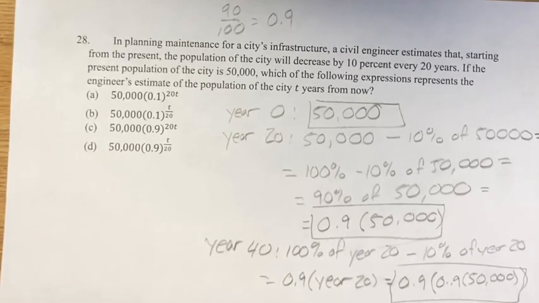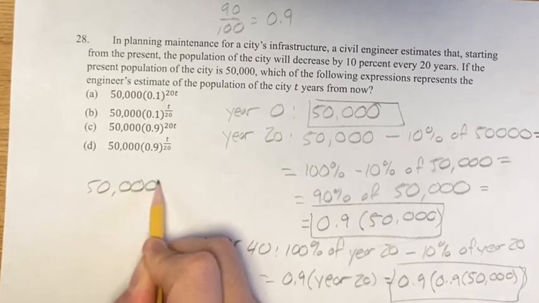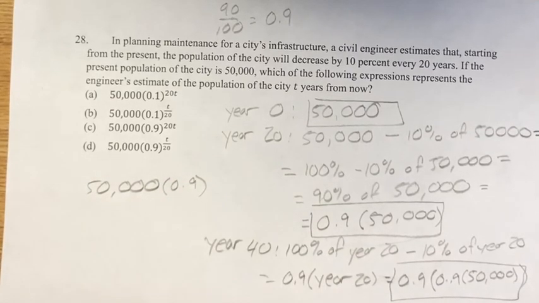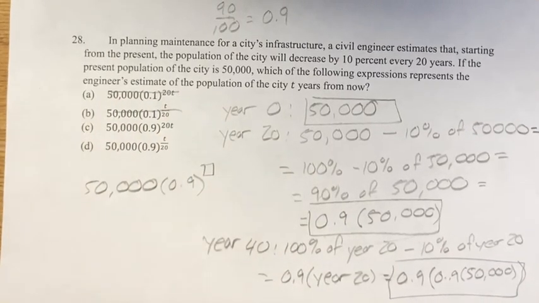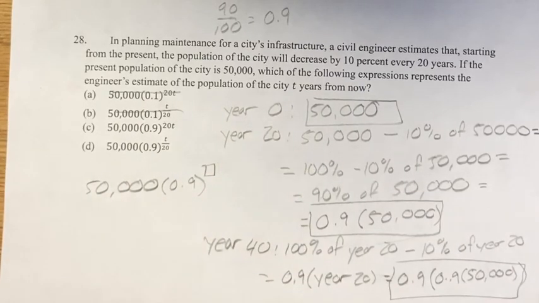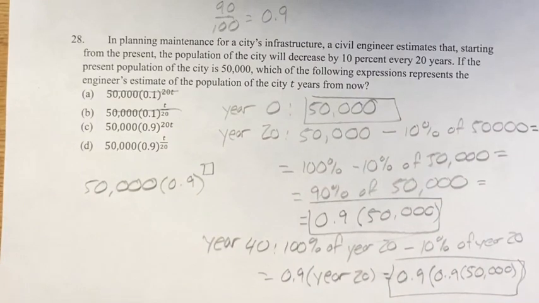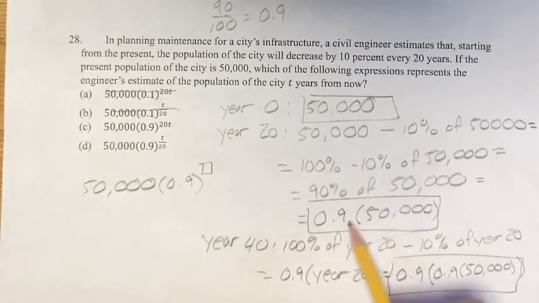Okay, how are we going to turn this into an expression? Well, we have 50,000, and then we're multiplying it by 0.9 to some variable, right? And this is correlating with what we're seeing here. It's not these where you have 0.1 times something, or 2 to something. We have these. So we have to think, is it to the 20t or to the t over 20? Well, in year 20, we're multiplying it by 0.9 once.